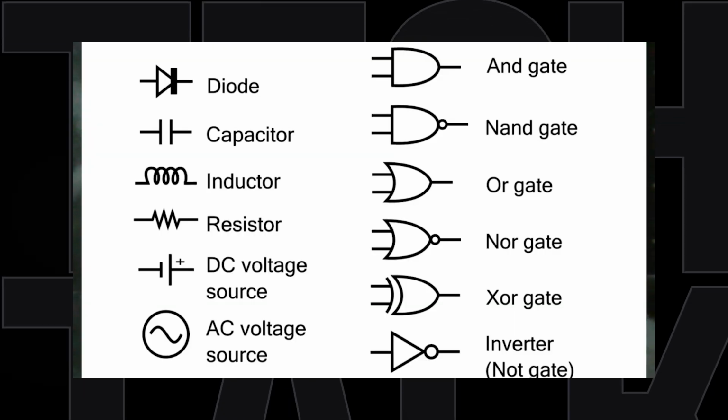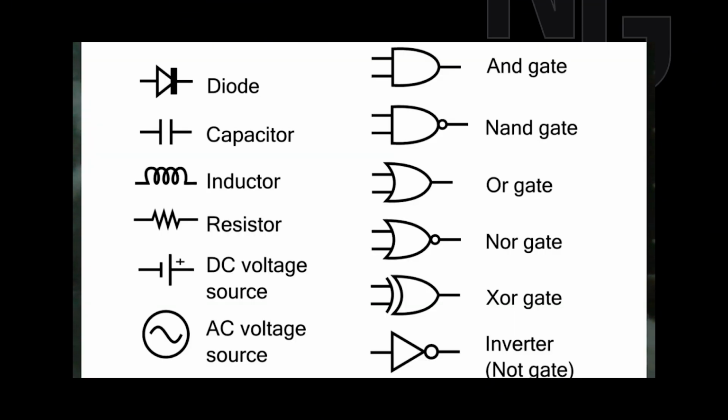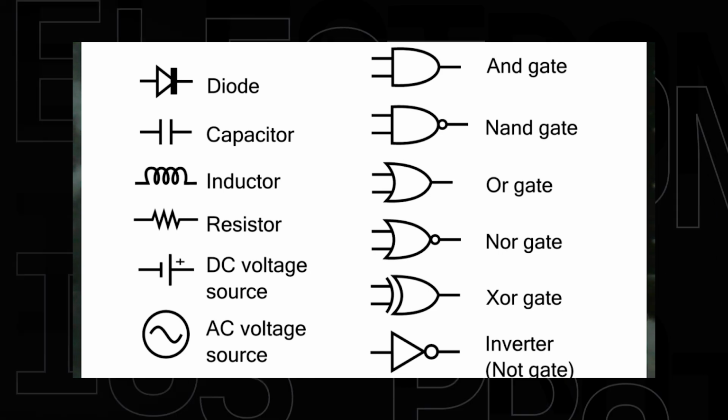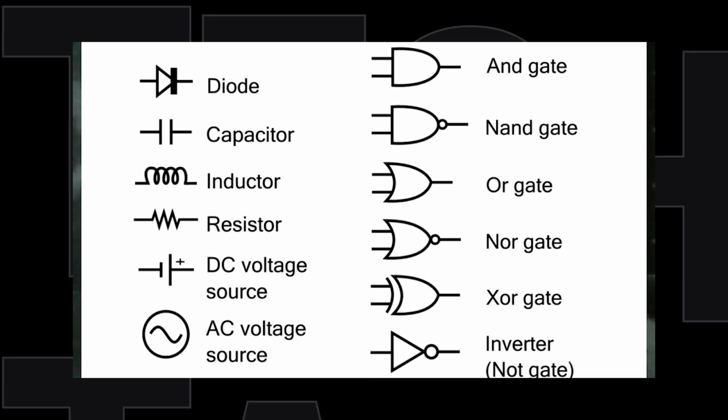Then we have here the gates. We have the AND gate, the NAND gate, the OR gate, the NOR gate, the XOR gate, and finally the inverter, which is not a gate.